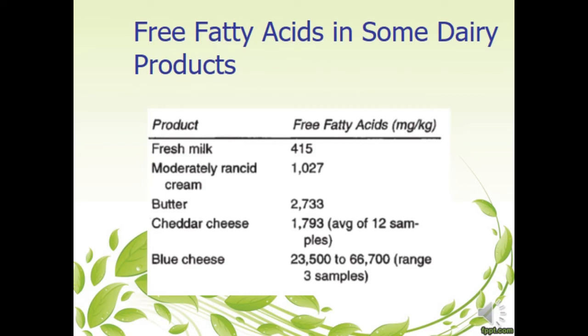This table shows the free fatty acid content in milligram per kilogram of food in different products. You can see in cheese the free fatty acid is very high, for example cheddar 1793, blue cheese 23,500 to 66,700, due to the lipase activity.